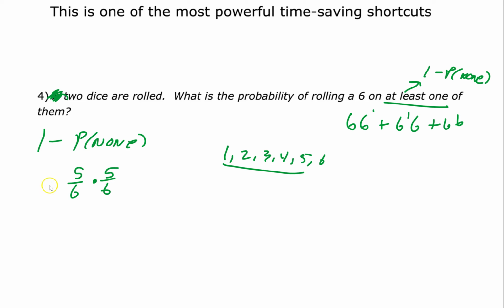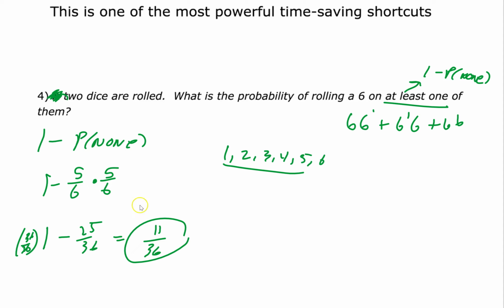5 out of 6. So you go 1 minus 5 out of 6 times 5 out of 6, or 1 minus 25 over 36. Common denominator. And you get 11 out of 36. That's the odds of rolling at least one 6 when you roll 2 dice.